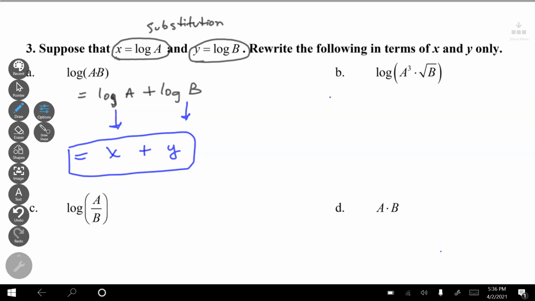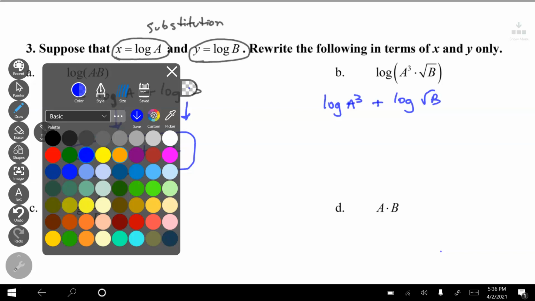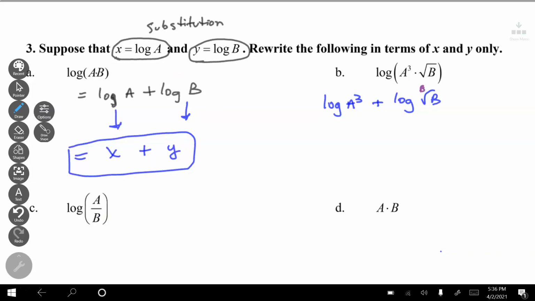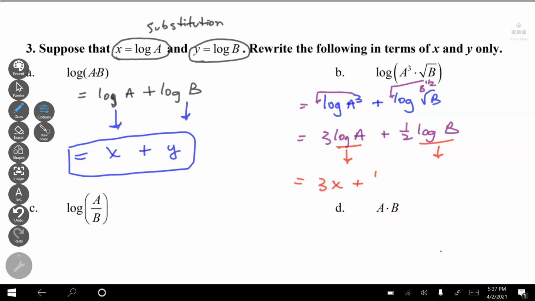This one I could split up. I see log of a cubed plus log of the square root of b, but the square root of b is really b to the 1/2, and I have some exponents I can move in front. So I get 3 log a plus 1/2 log b, and again I see my substitution. I can get rid of log a and log b and write it as 3x plus 1/2 y. So that's rewriting things in only terms of x and y.